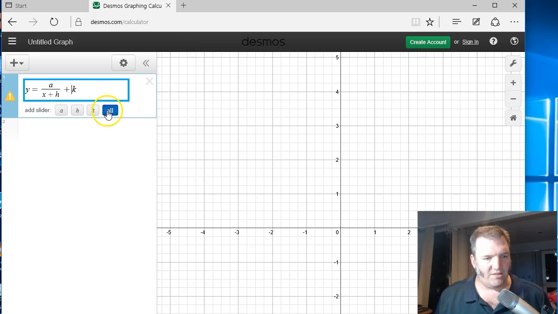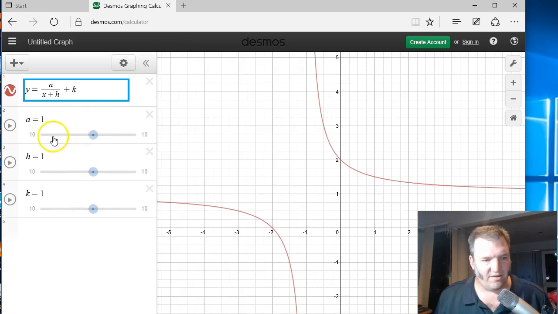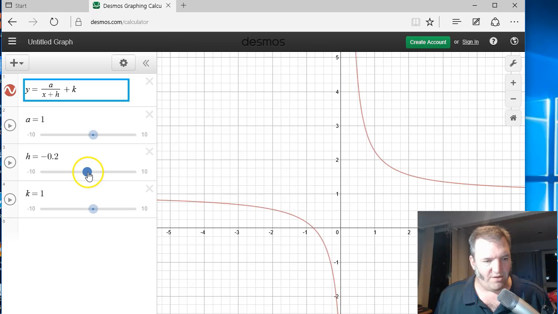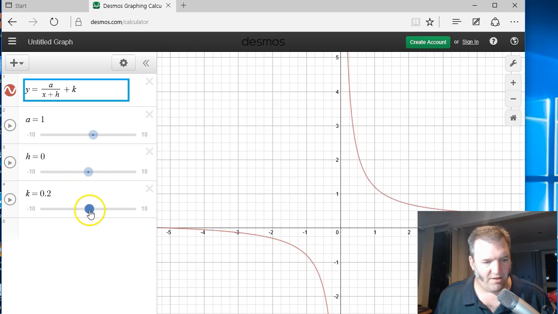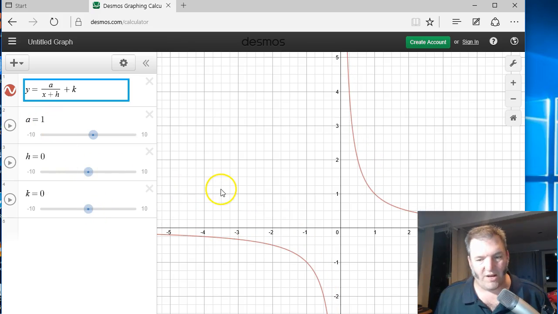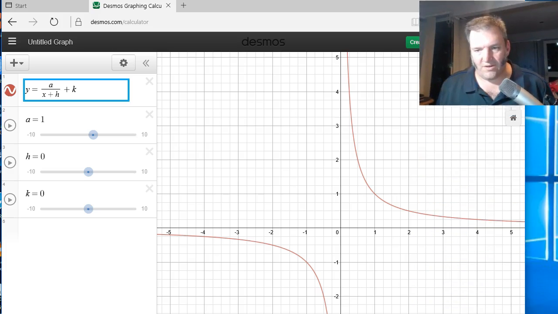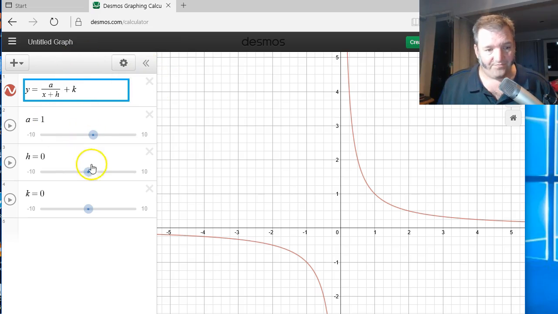And there we have it. We can add sliders to each of those, and you can see the effect. So usually we start off with h being 0, k being 0, and we'll leave a as 1 because it's a multiple. You want to leave that as 1. Now I might need to get my ugly mug out of the way here. Let's just move me around, see if that helps. Hopefully you can see the screen clearly enough anyway.